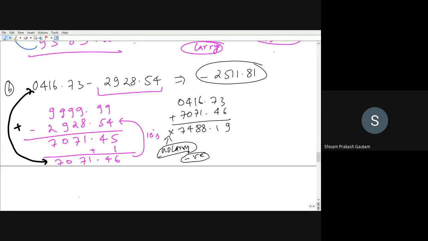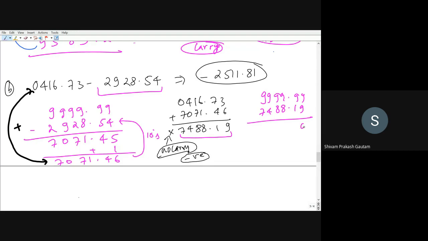So right now this answer is in tens complement form. So we have to take the tens complement of this answer and add a negative sign to it. So just see how I'm taking the tens complement. 9999.99 minus 7488.19. You have to take the first 9's complement, then add 1.